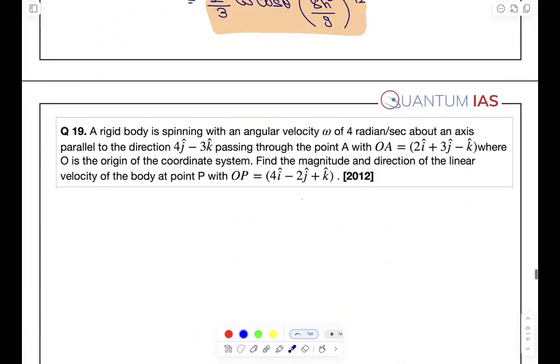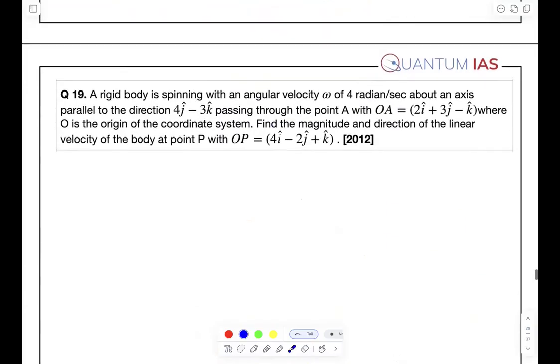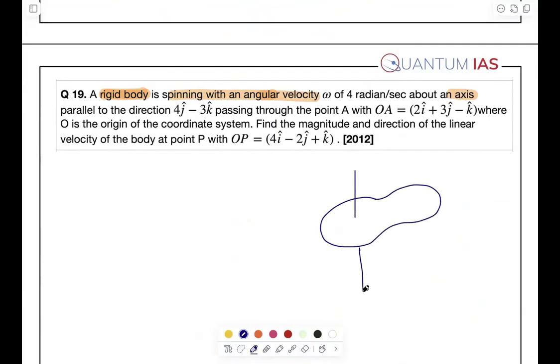Okay. Coming down to the next one. Again, this question is about a body, rigid body, which is spinning with an angular velocity about an axis. So this is about a body. This is the body, and it is basically spinning about an axis. And this angular velocity is given as omega.